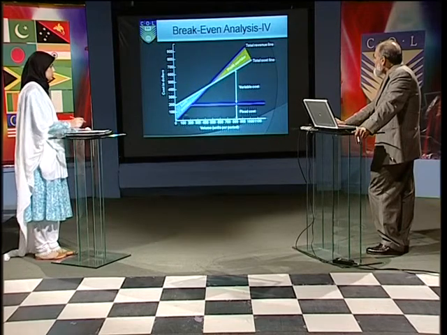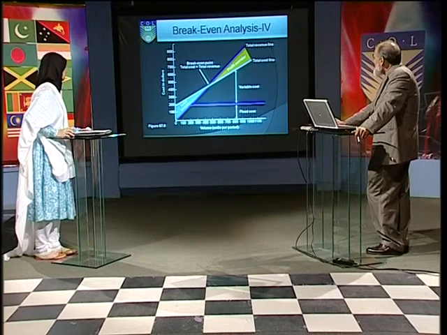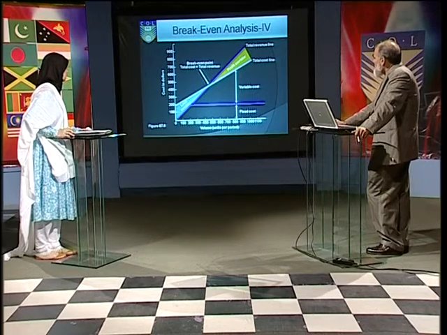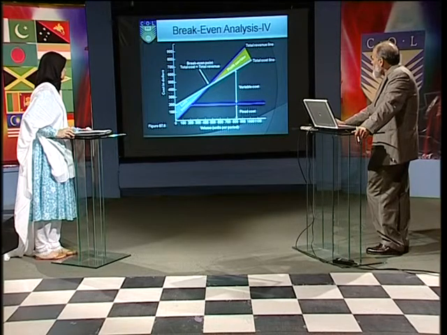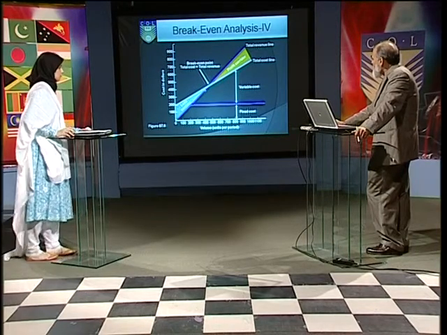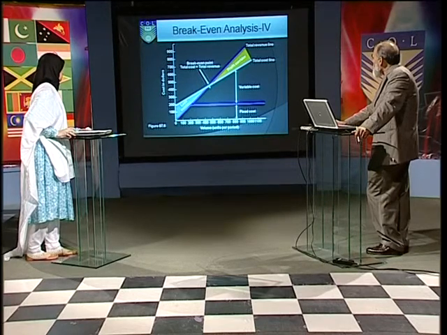Now, when you start producing, then obviously you start selling. This line is your total revenue line. When you produce up to a certain point, this is your loss corridor. Your total cost is more, your revenues are less, until the point where your total revenue line and total cost line cross each other.